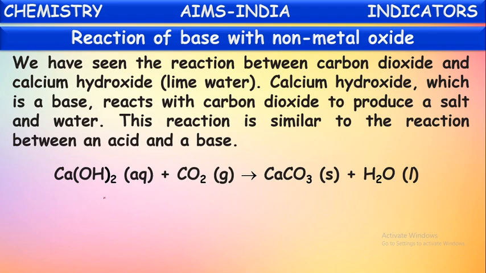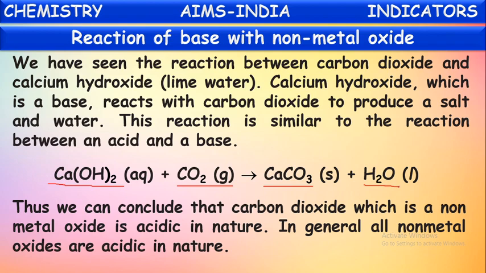See here, calcium hydroxide is a base, we know. On reaction with a non-metallic oxide, carbon dioxide, it forms a salt, calcium carbonate, and water. What we can say here, thus we can conclude, is that carbon dioxide, which is a non-metallic oxide, is acidic in nature. In general, all non-metallic oxides are acidic oxides or acidic in nature.